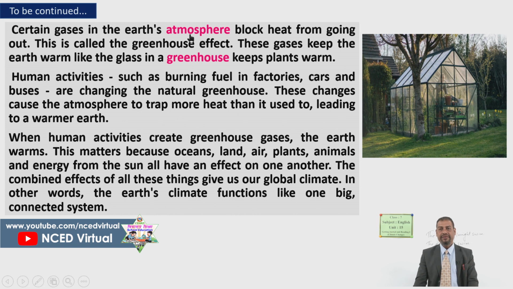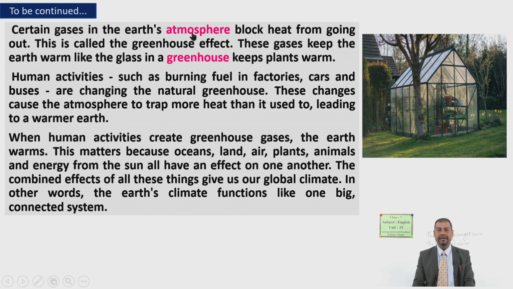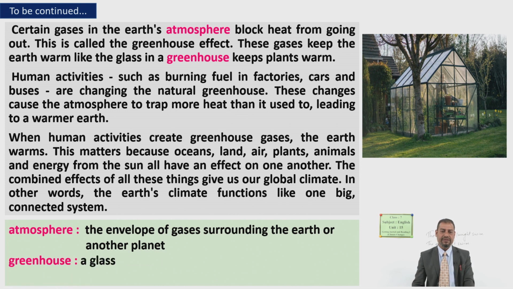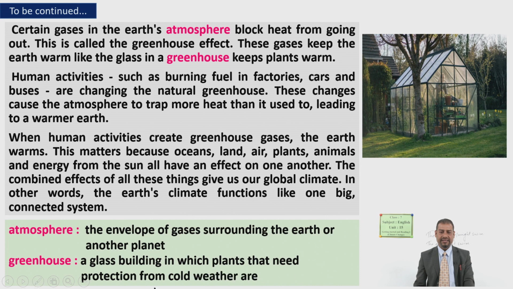Now, we have here some unfamiliar words. Atmosphere. So what does it mean? So can you tell me? Don't worry. So it means the envelope of gases surrounding the earth or another planet, okay? Now, another word we have is greenhouse, and it means a glass building in which plants that need protection from cold weather are grown. So it is shown in the picture. And I hope you might have written down the meanings of these words in your notebook.